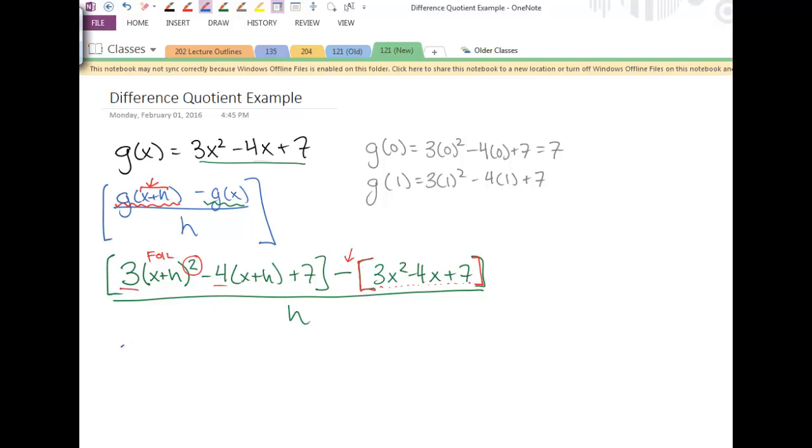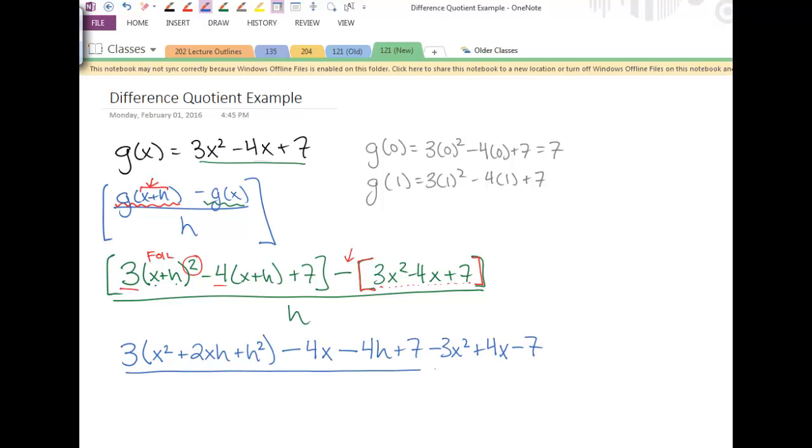Okay, so I'm going to FOIL this out. I have 3 times. My FOIL, I first have an x squared, plus, and then I have an x times h, and then another x times h, so 2xh plus h squared, there's my FOIL, minus, I have to distribute that negative 4, so that's a minus 4x and a minus 4h, don't forget the negative, plus 7. And then I have to distribute the subtraction here, so I have a minus 3x squared plus 4x and minus 7. And this is all still divided by h.